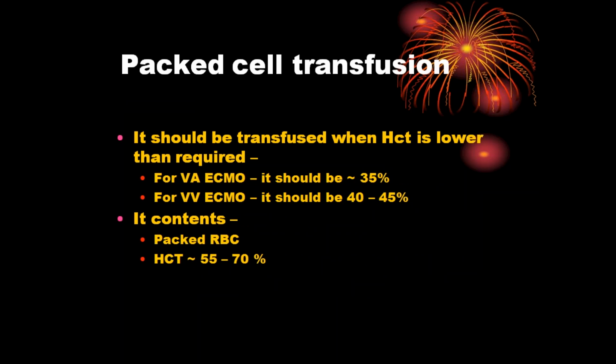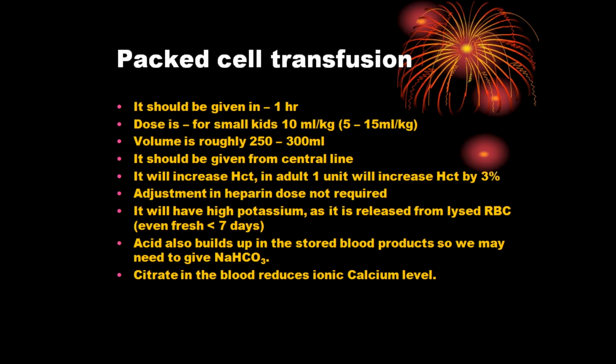For packed cell transfusion, it should be transfused when the hematocrit is lower than 35%, and for VV ECMO around 45%. Now these things are also changing. Previously we used to keep VV ECMO at a higher hematocrit. Now people are doing VV ECMO at a lower hematocrit also. It contains packed RBCs with a hematocrit of 55 to 70%. It is to be given over 1 hour. The dose in small children is 10 ml per kg. Volume is up to 250 to 300 ml. It should be given through a central line. It increases hematocrit. Adjustment in heparin dose is not required.